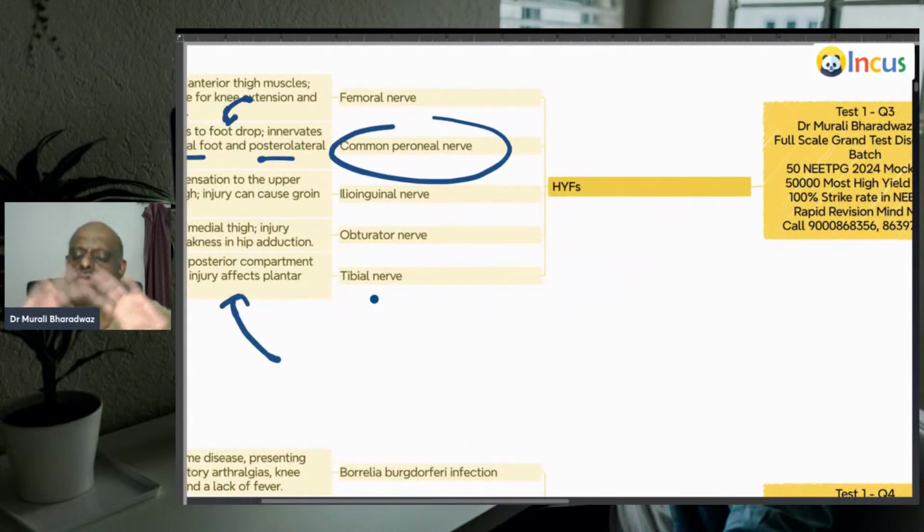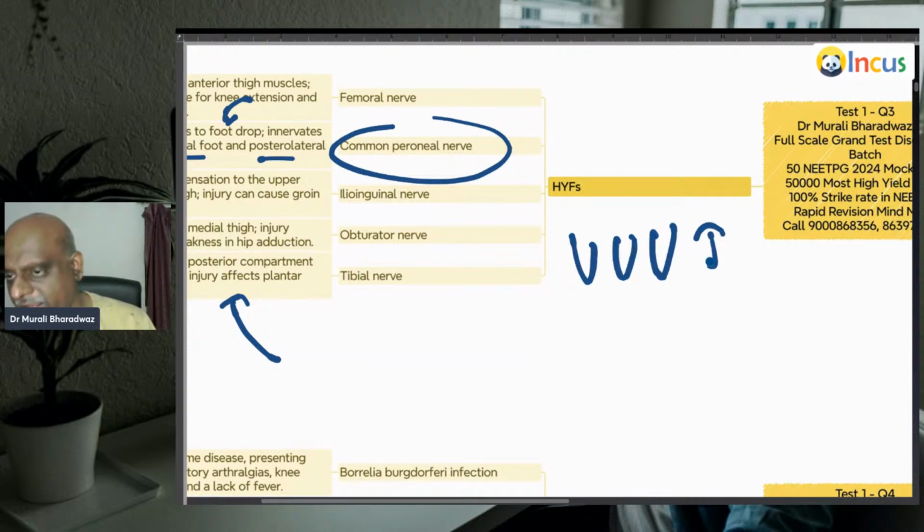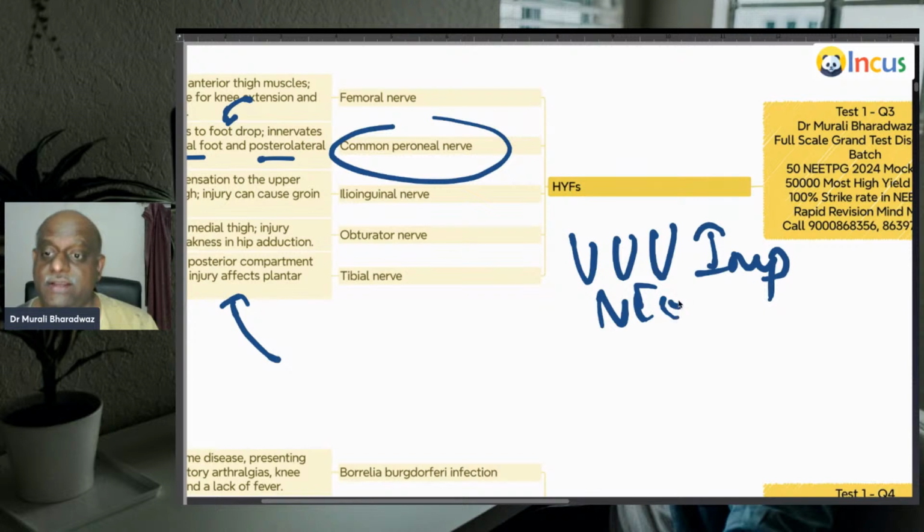So you have to be 100% sure. These are the very, very important topics in NEET PG.